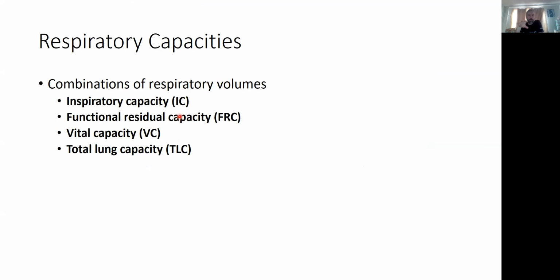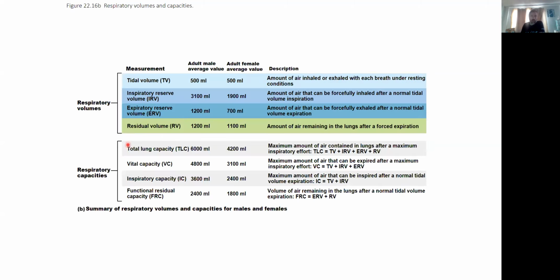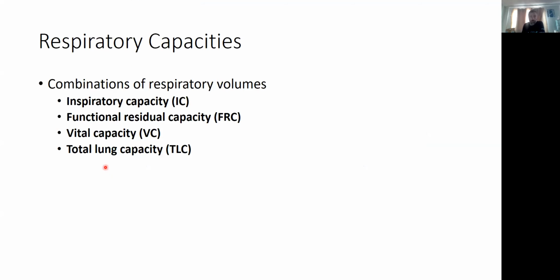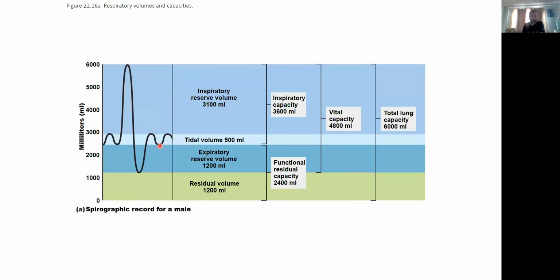Now, going beyond those simple numbers, we can also talk about respiratory capacities. These are going to be combinations of the volumes. So we're going to use this set of separate volumes to give us respiratory capacities. And these will be things like inspiratory capacity, functional residual capacity, vital capacity, and total lung capacity.